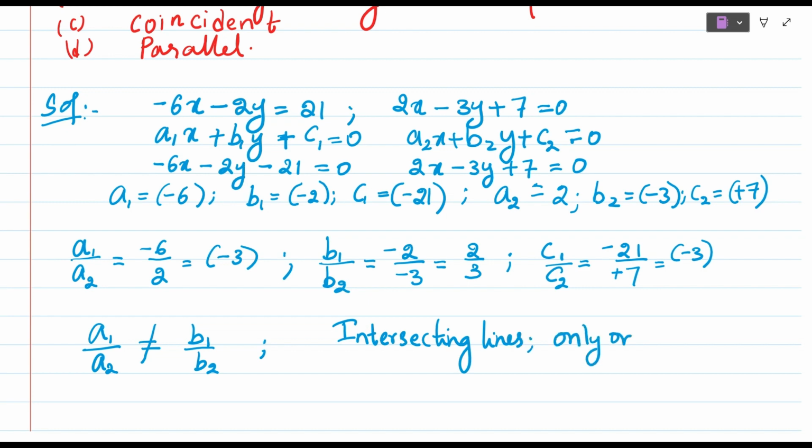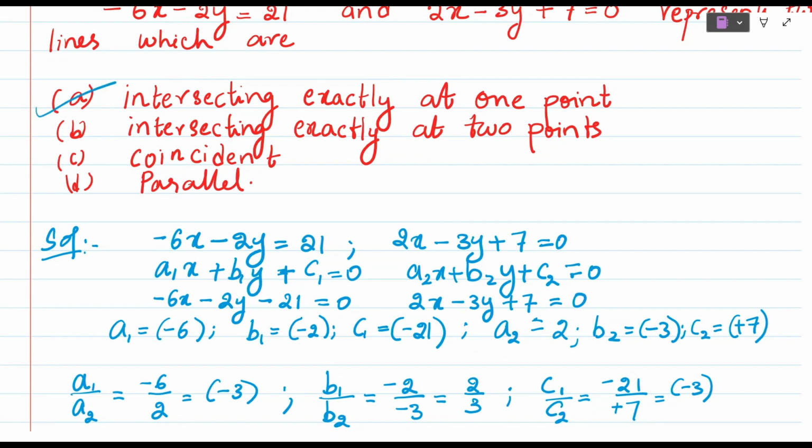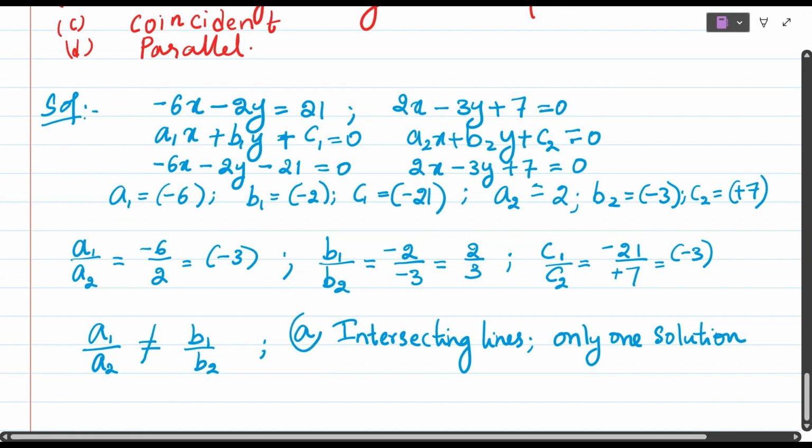So what is the option, students? Intersecting exactly at how many points? 1 point. Option A is the answer. Is it clear? Did you understand, students?